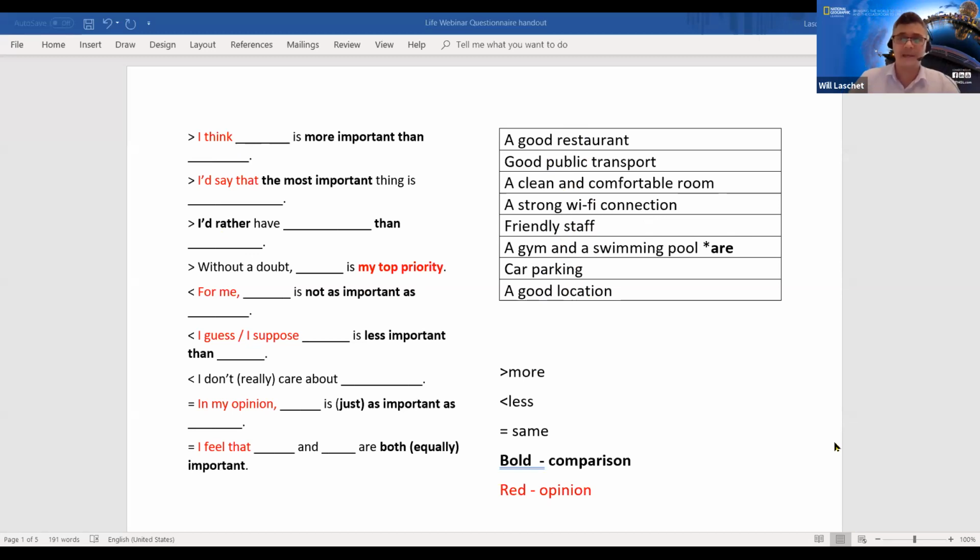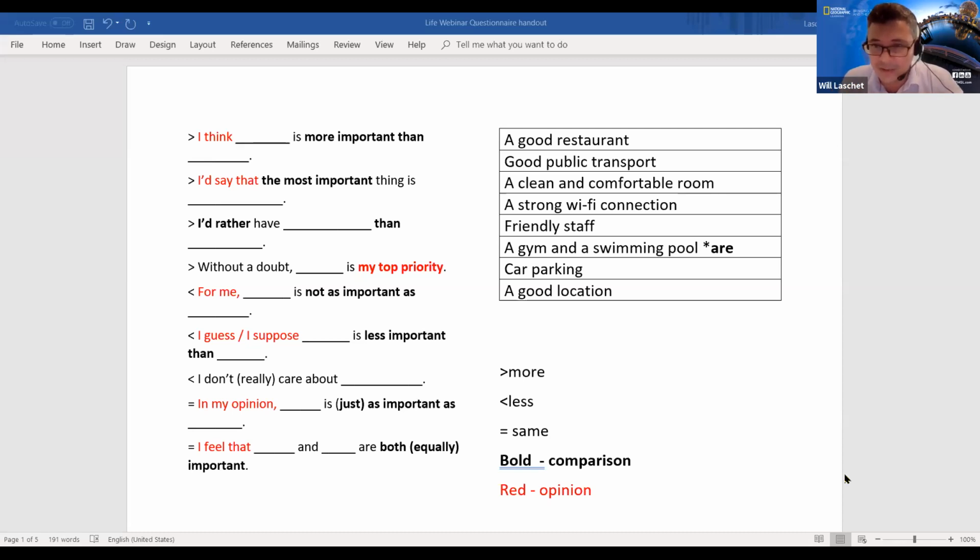Okay, so I want you to make a sentence about hotels. Remember, we're talking about hotels. What information can you give me about how important these things are for you? Let's see who's going to be first to get a sentence into the chat box. Here we go. So we've got some coming in now.